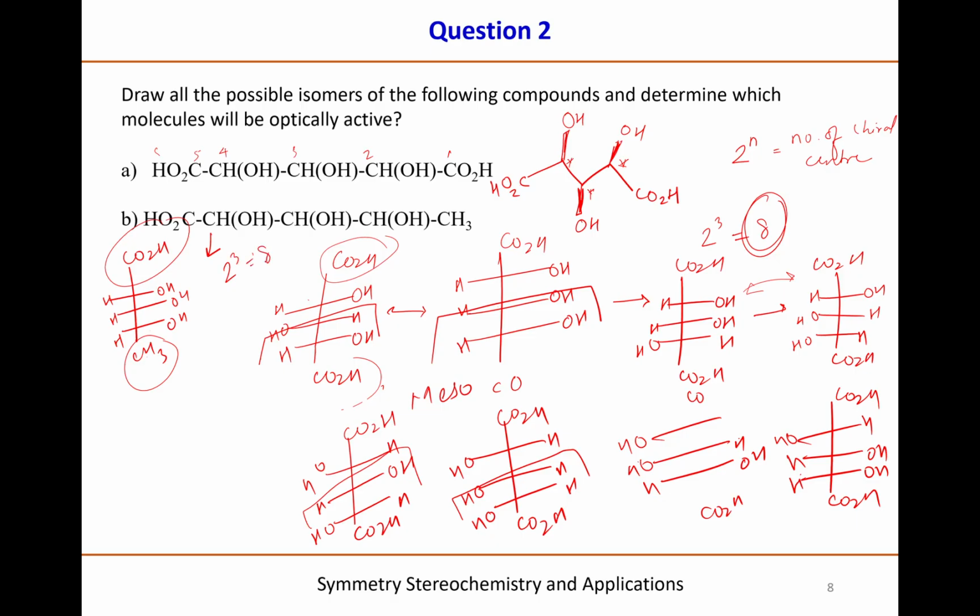2 to the power 3 equals 8 isomers, and in this case all the 8 isomers will be chiral. There should be no plane of symmetry. You should solve this question by yourself. If you are not getting the correct answer, then we can discuss in the next class. You just let me know.